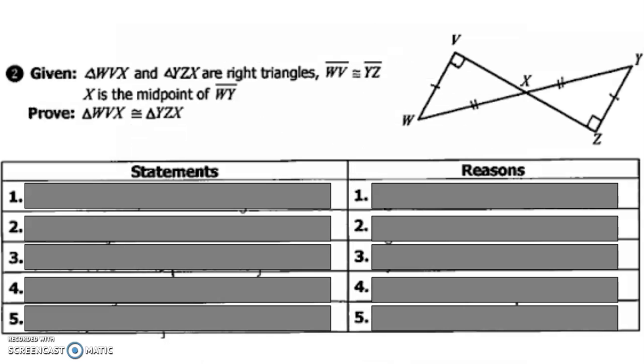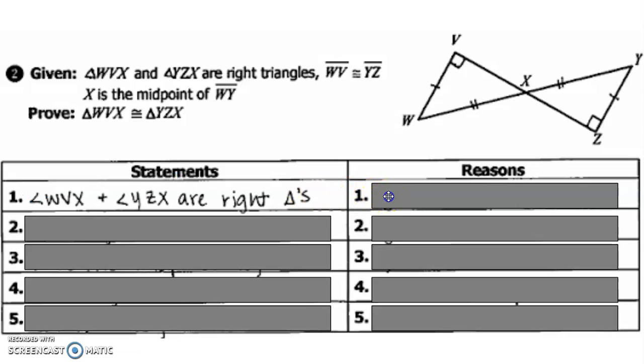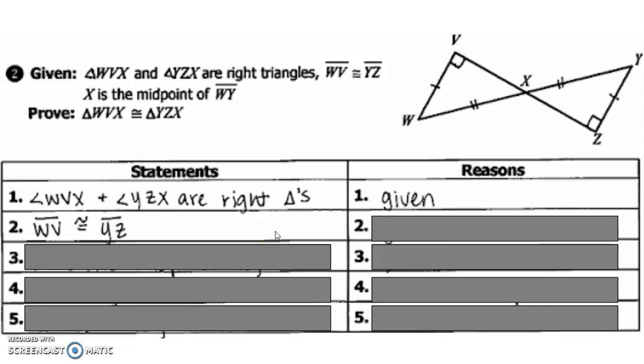One more proof that we're going to look at with hypotenuse leg. Our given statement says that triangle WVX and triangle YZX are right triangles. So we're going to write that as our first statement, and our reason is given. And we're going to mark that in our picture with our right angles. They also told us that WV is congruent to YZ, so that is our second given statement, and we're going to mark that as well.